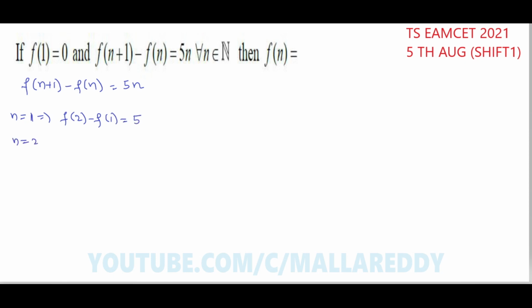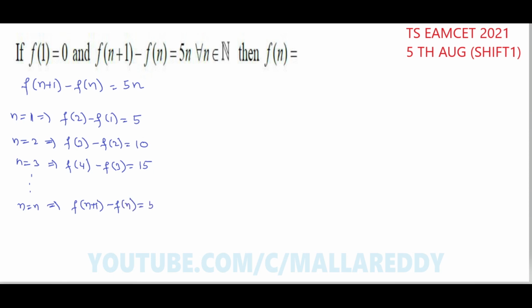Put n = 2: f(2+1), that is f(3) − f(2) = 5 × 2 = 10. Put n = 3: f(4) − f(3) = 5 × 3 = 15, and so on, up to substituting n = n: f(n+1) − f(n) = 5n. So add all these equations.